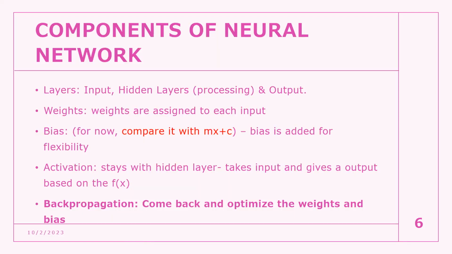Okay. So these are the components that we have seen so far. Layers. You have the input layer, the hidden layer, also called the processing layer, where the actual processing happens, and finally the output layer. Input and output is what we see. That's why we say hidden layers. This is the process.